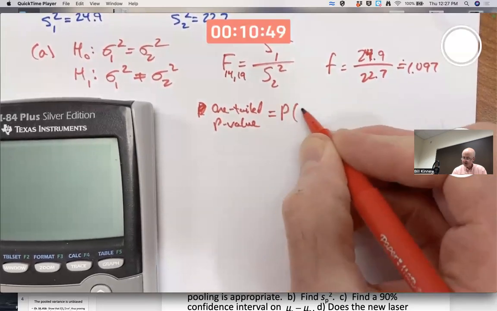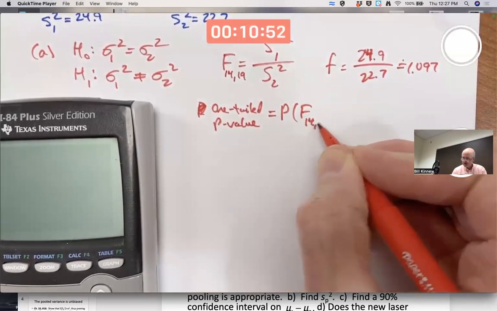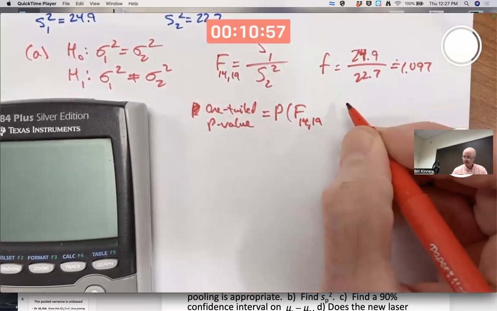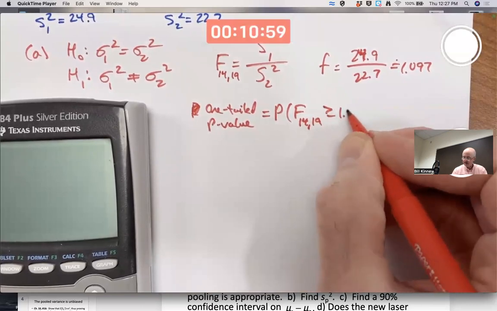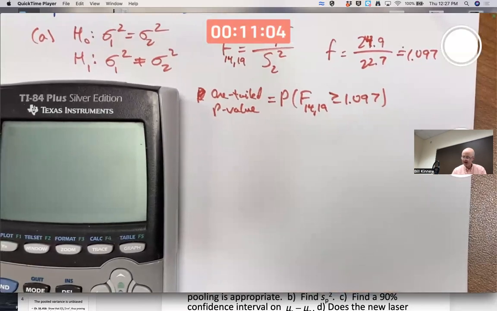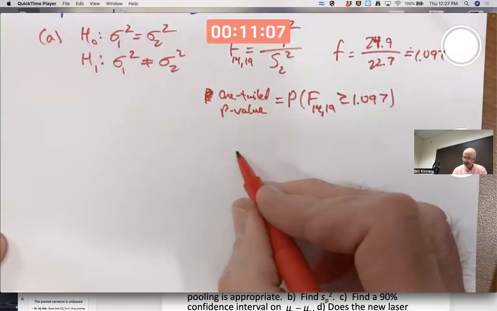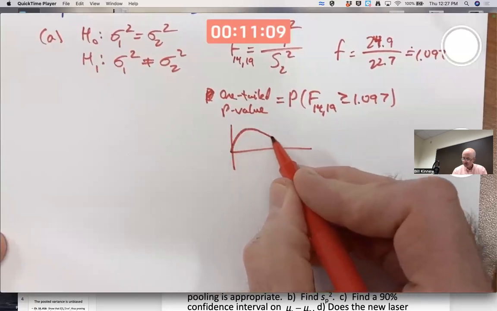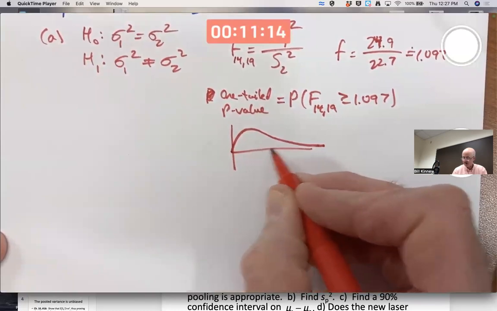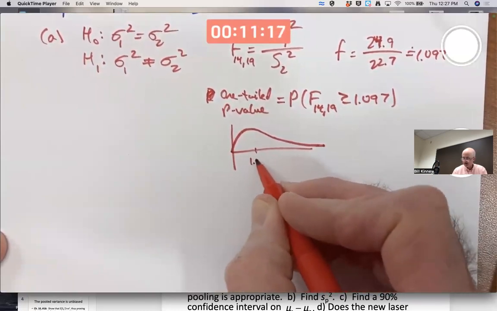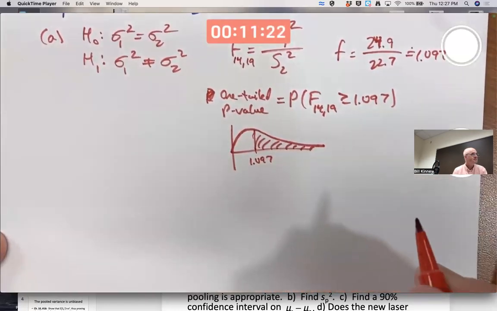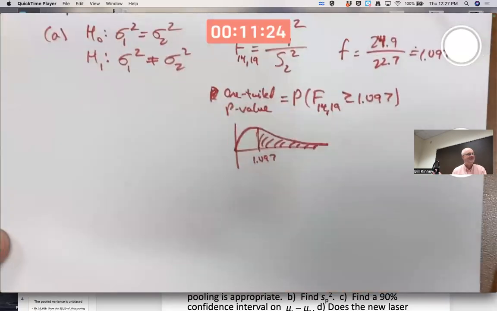It is the probability that this particular F statistic, which I'll use as a capital F right here, is as extreme or more extreme than what we actually observe, greater than or equal to 1.097. That'll be the one-tailed p-value. In a graph, that is the area under an F distribution with 14 and 19 degrees of freedom to the right of 1.097. Where is it on the picture? I don't know for sure. Maybe here or something. I'm guessing it's going to be a fairly large area. 0.3, 0.4, that's my guess.